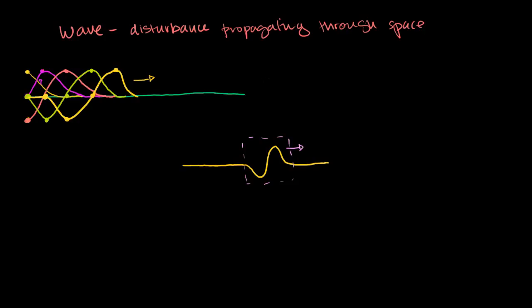One of the most typical ones is energy, or a disturbance propagating energy through a medium. And when they say medium, it's what is the wave going through. So in this example, the rope would be our medium.